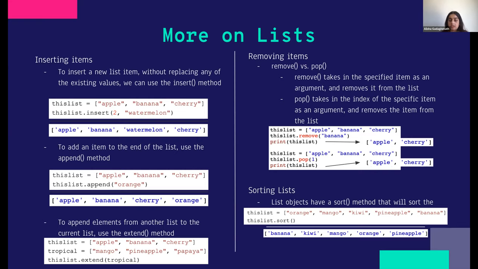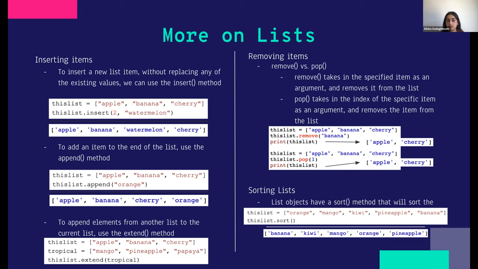And then for removing items, you can use either the remove method or the pop method. Remove takes in a specified item as an argument and removes it from the list, so it takes the value, not the index, while pop takes in the index and will remove the item from the list. Another thing to note is that pop returns whatever value it removes. So if you want it later on, you can save it to a variable and it will hold whatever value you removed from the list.